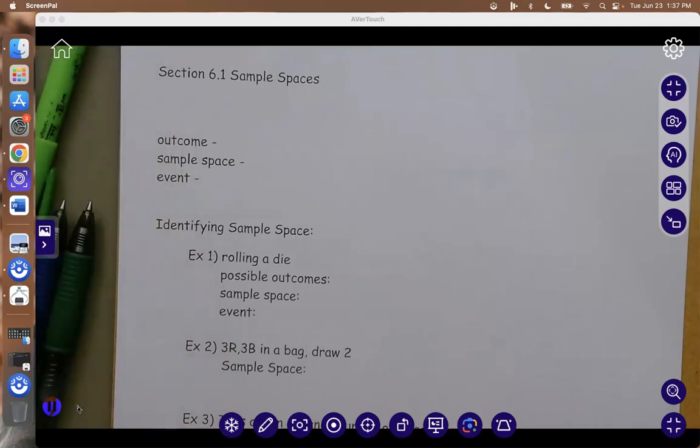Alright guys, so we're starting Unit 6, which is our probability unit. And today we're going to look at sample spaces. Really easy lesson today. So we're going to do some definitions to start with.